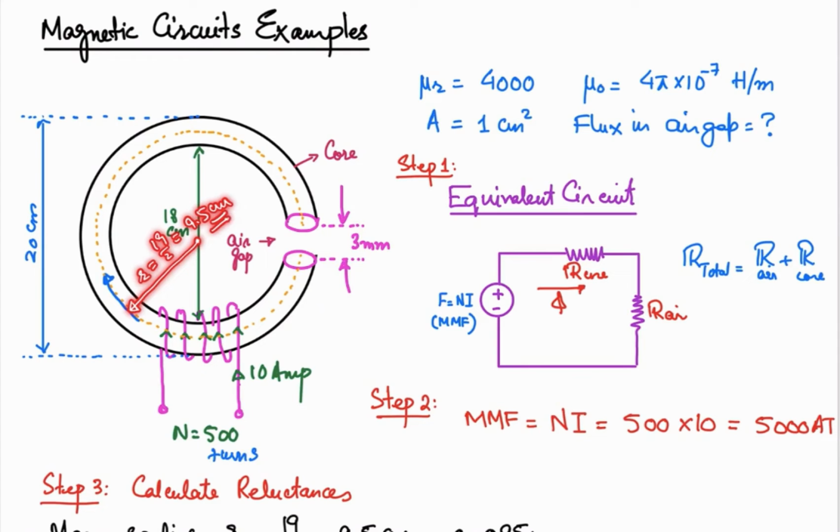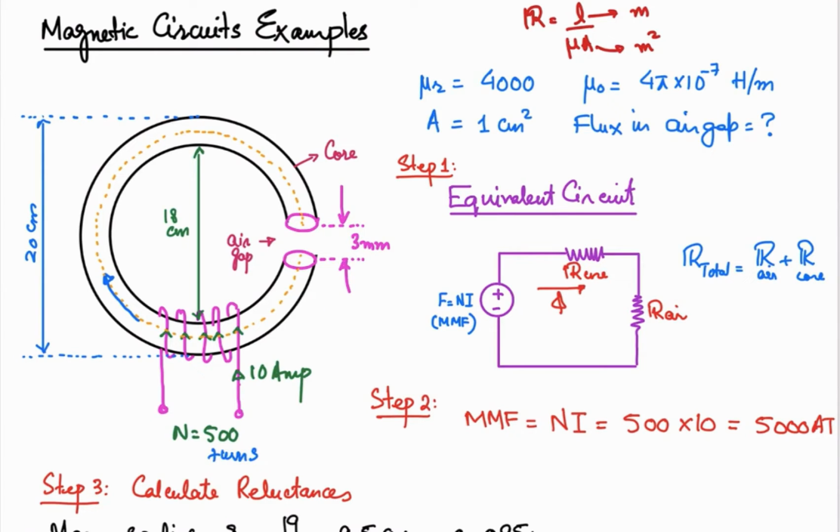Remember one thing: in the expression of the reluctance that we discussed earlier, that is L over mu A, this L must be in meters and this A must be in meter squared, the standard units. So we are doing these calculations in centimeters, you will have to convert them into meters.